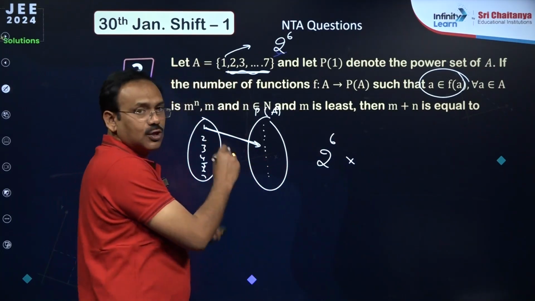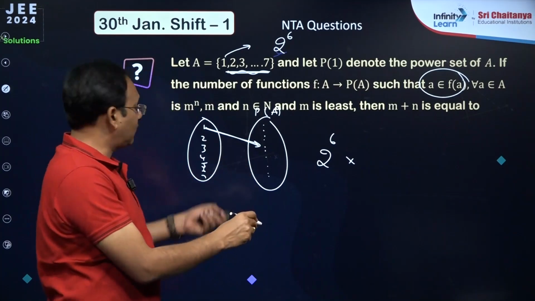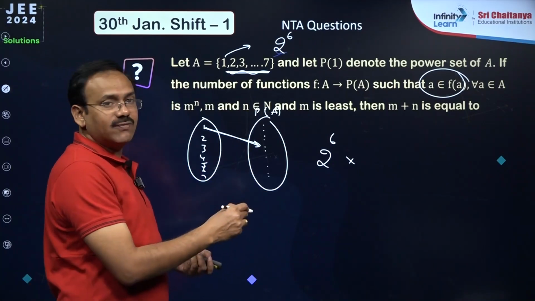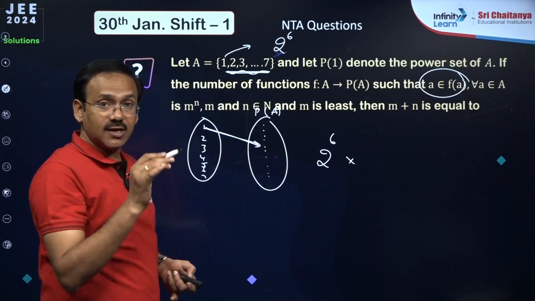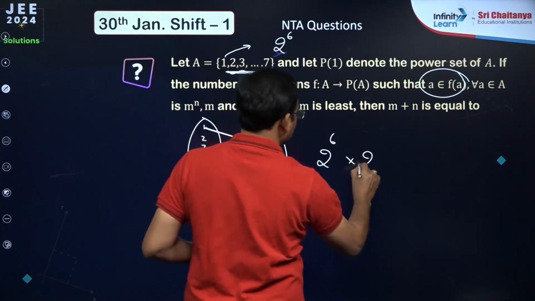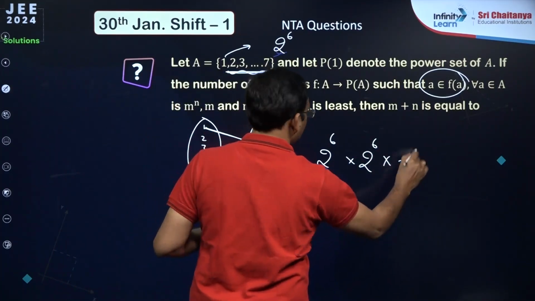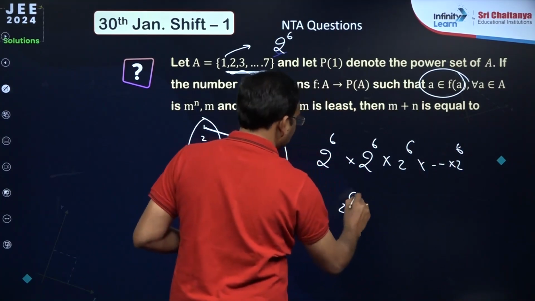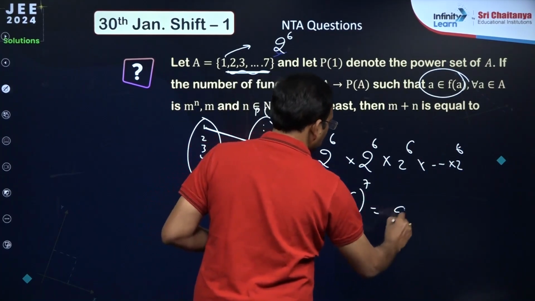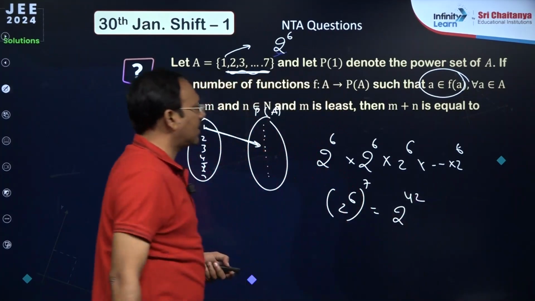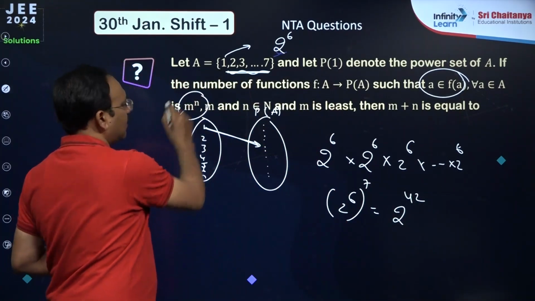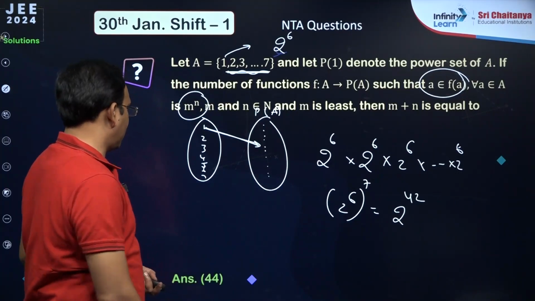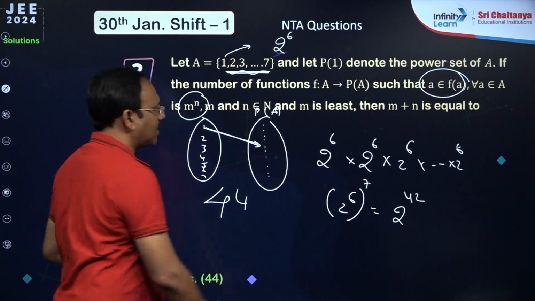Similarly, 2 also should be mapped to one of the subsets which contains 2. That means how many subsets contain 2? There will be 2 power 6. Similarly 3 and so on up to 7. So 2 power 6 whole power 7, which is 2 power 42, you are going to get. So this is m power n, m is 2, n is 42. So the answer is 44, my dear friends. 44 is going to be the answer.